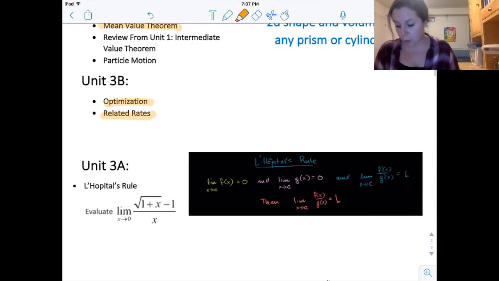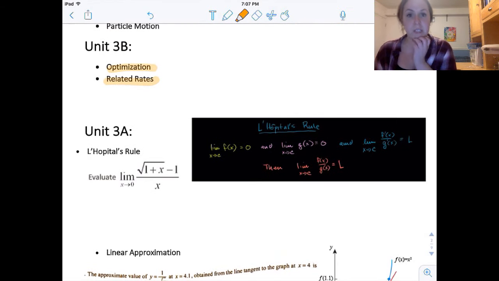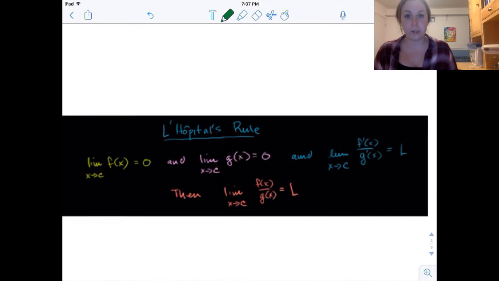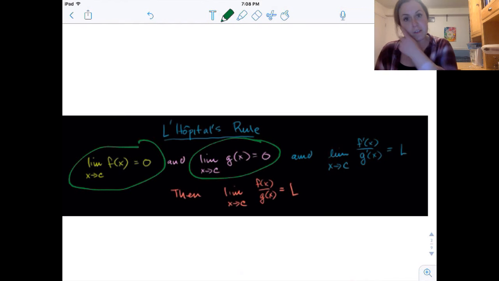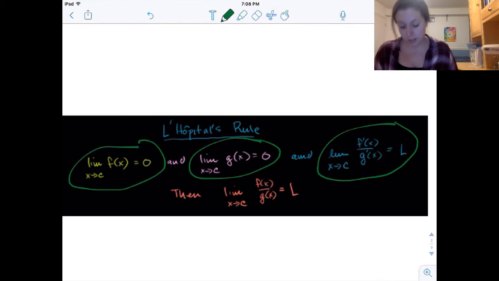So at any time, send me questions, okay? We're going to start with L'Hopital's Rule. So I'm starting with the actual rule here because I want you to remember the way this is written. What L'Hopital's Rule actually says is that when the limit of f of x equals 0 and the limit of g of x equals 0, both as x approaches c, and the limit of f prime over g prime equals L, then the limit of f over g will equal the same thing.